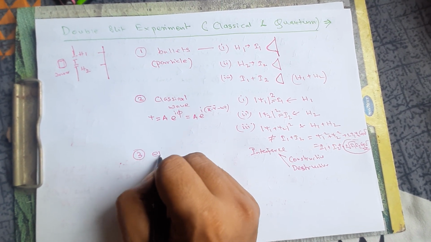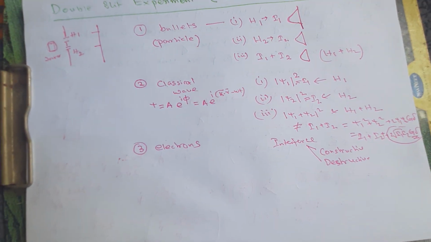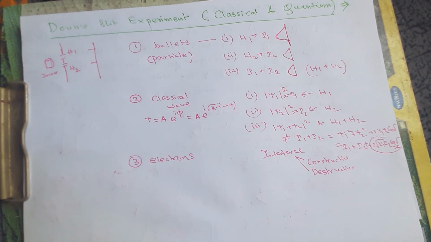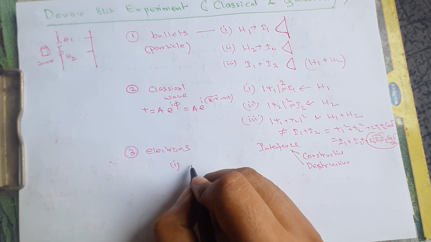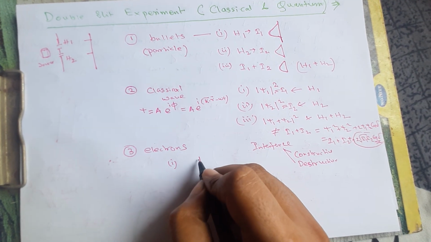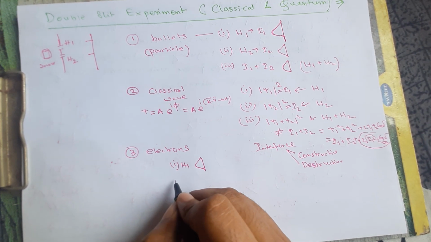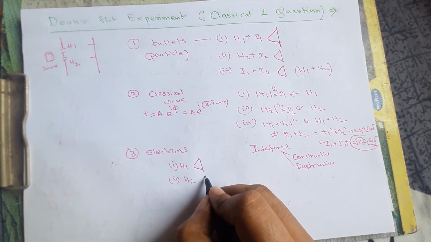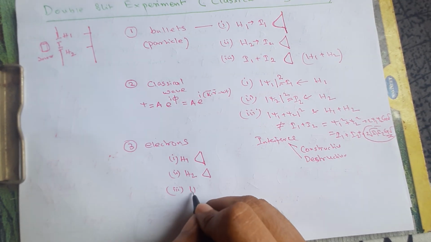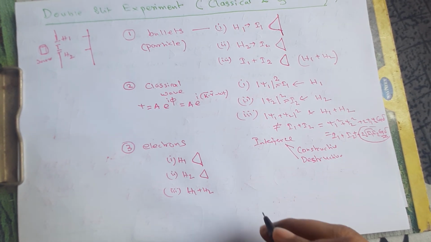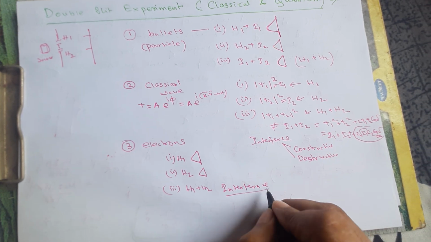Now we'll look at the third case. We will send electrons through these holes. What will happen in the electron case? For the first case, we see a similar Gaussian-like distribution when it goes through one hole. When it goes through hole 2, we see a similar Gaussian-like distribution. But when it passes through both holes, hole 1 plus hole 2, then we see interference again.